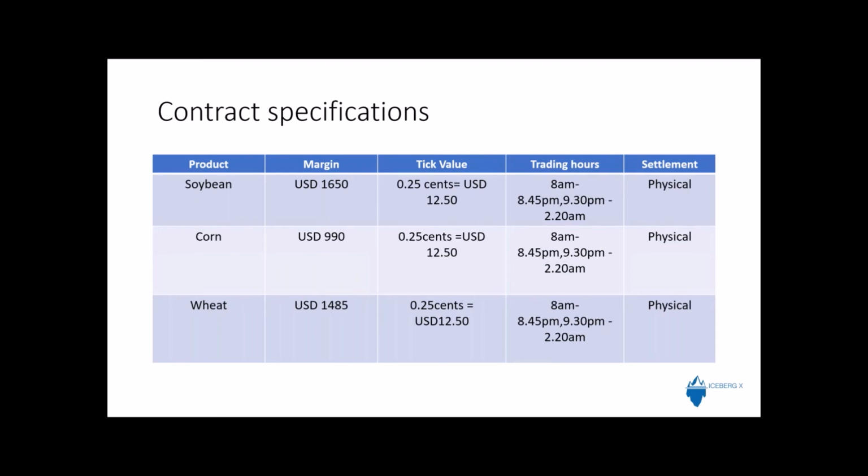Okay, just to share with you the contract specification for soybean, these are the respective margins. The tick value for these three contracts goes by a minimum of 0.25 cents, and each quarter of a cent gives you a tick value of $12.50. Trading times are very similar to Asian hours. In fact, it crosses into the US market as well: 8 a.m. to 8:45, 9:30 to 2:20 a.m. in the morning. So I think it's pretty much a well-rounded market.